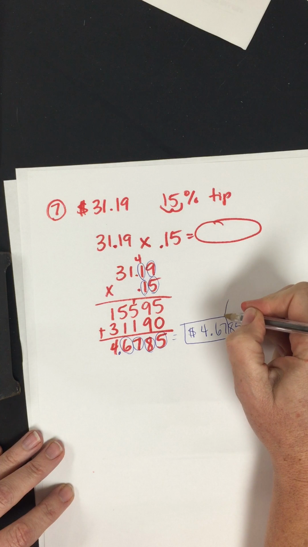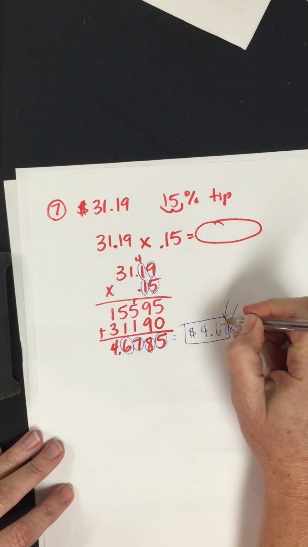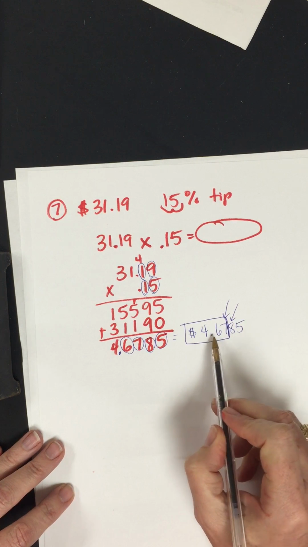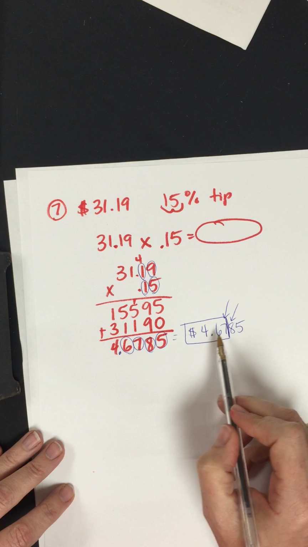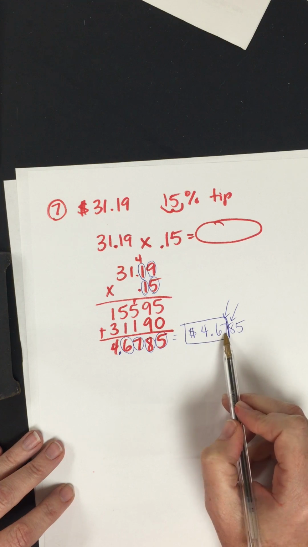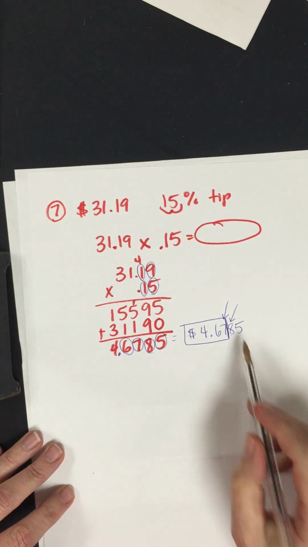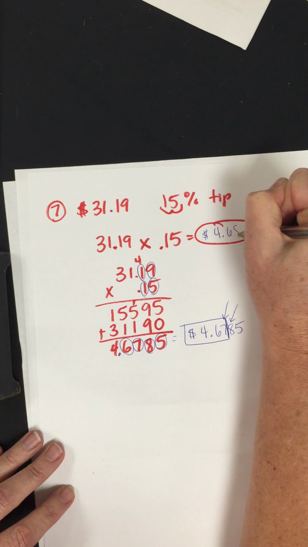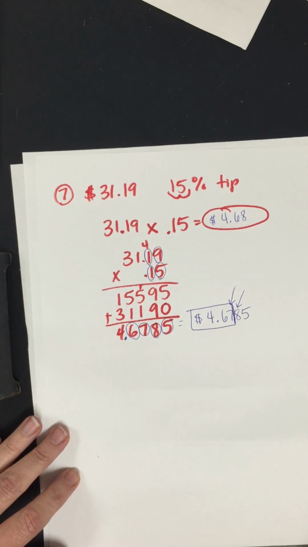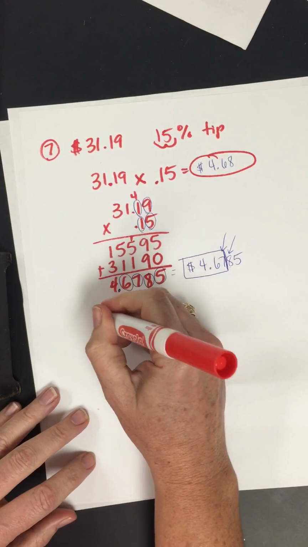Now, let's look at this number and this number. Since we're going to cut it off here, we need to decide, is this going to be closer to $4.67 or $4.68? For that, we look right here. If this number's 5 or bigger, we round this up. So since it is 5 or bigger, our tip amount will be $4.68. That's A.